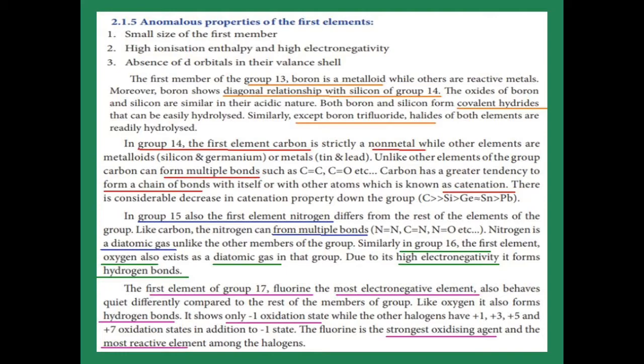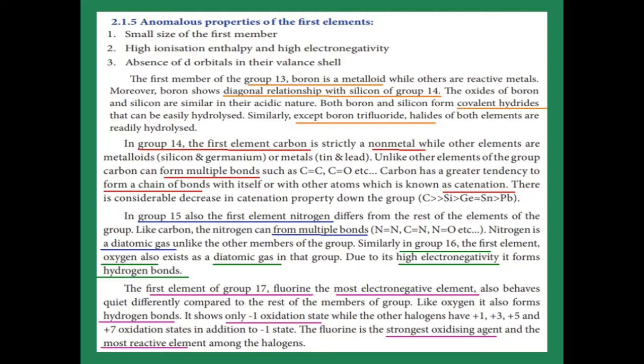In group 13, boron is a metalloid, but the rest of the elements are metals. They form covalent hydrides. They are easily hydrolyzed, and boron has a diagonal relationship with group 14 silicon. Boron plus hydrogen forms boron hydride, which is covalent in nature. Except for the trifluoride, boron plus fluorine gives boron trifluoride. In the same way, boron with the other halogens gives boron halides. They are readily hydrolyzed. Hydrolysis means addition of water.